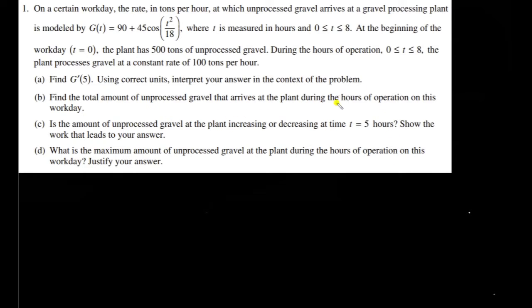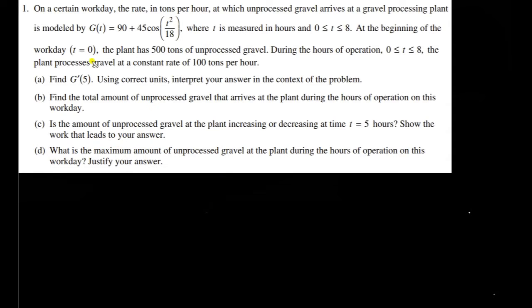Part B, find the total amount of unprocessed gravel that arrives at the plant during the hours of operation on this workday. Workday is defined as t between 0 and 8, an 8-hour workday. We want the total amount of unprocessed gravel. g of t doesn't tell us the amount of gravel, it tells us the rate at which gravel is arriving. So we want to add up all of those little bits from 0 to 8. That'll tell us how much gravel arrived at the plant throughout the entire time interval.